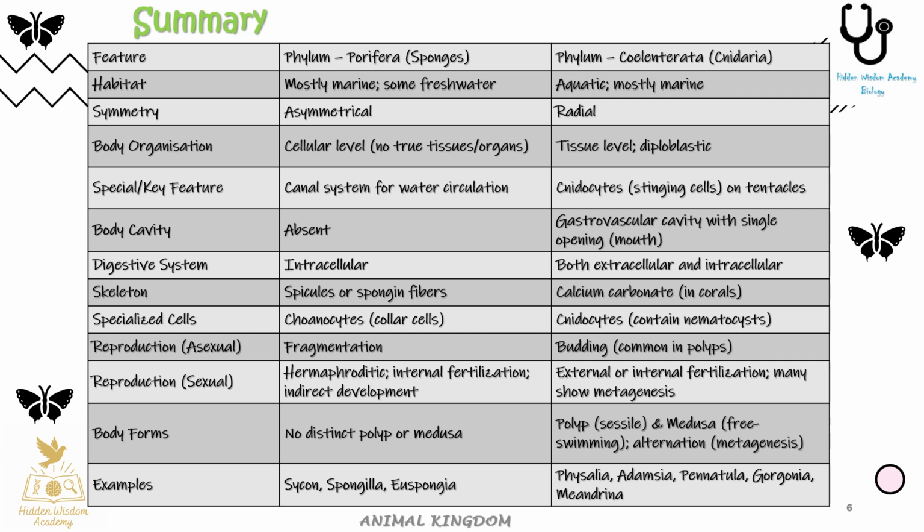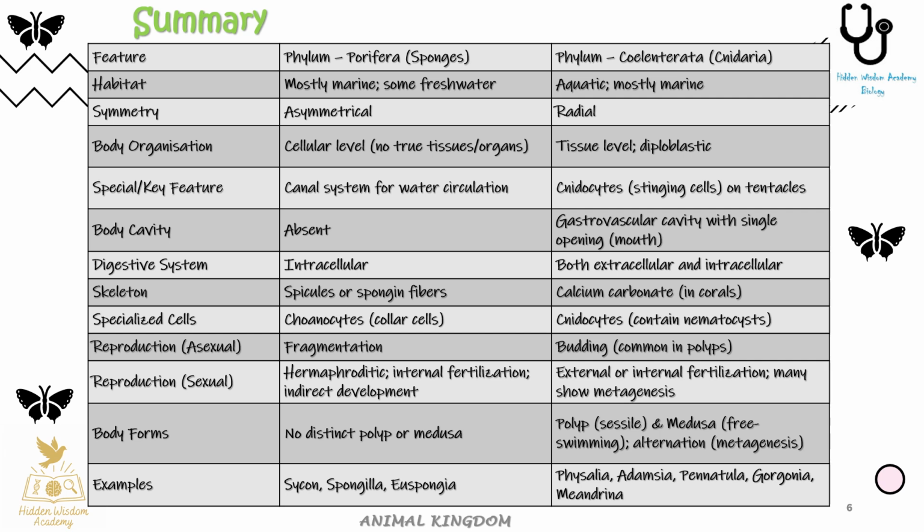On the other hand, phylum Coelenterata, also known as Cnidaria, includes aquatic animals that are mostly marine. It shows radial symmetry. They have tissue-level organization and are diploblastic, meaning their bodies develop from 2 primary germ layers. A key feature of cnidarians is the presence of cnidocytes, or stinging cells, on their tentacles. They possess a gastrovascular cavity with a single opening that functions as both mouth and anus.